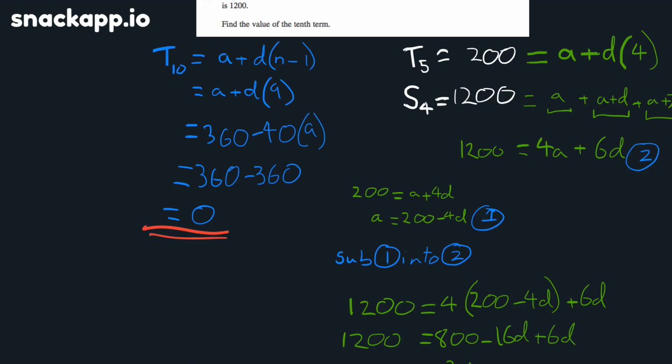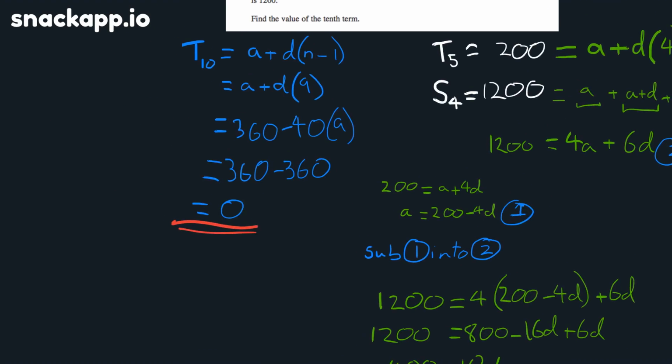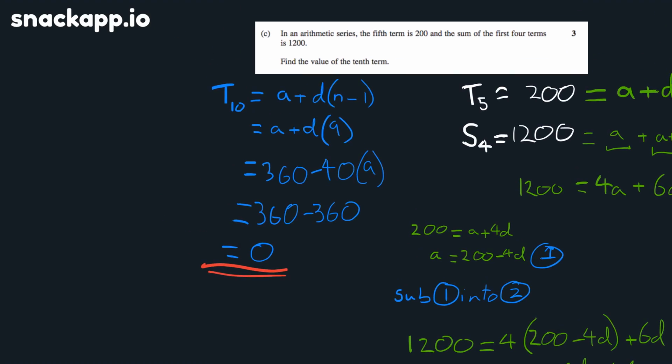So there you have it. That's the final answer. Took us a little bit. It's a bit messy, but have a look and hopefully it'll make sense.